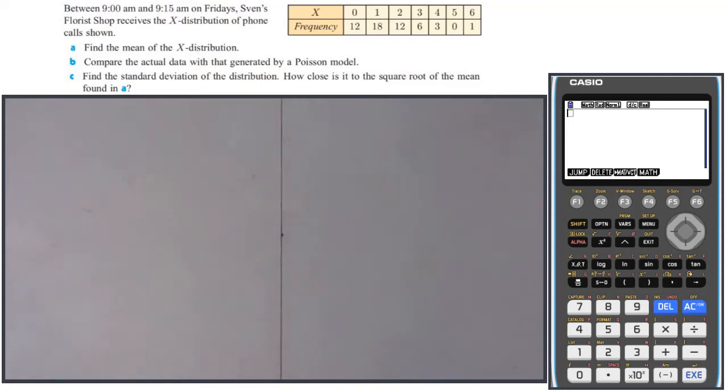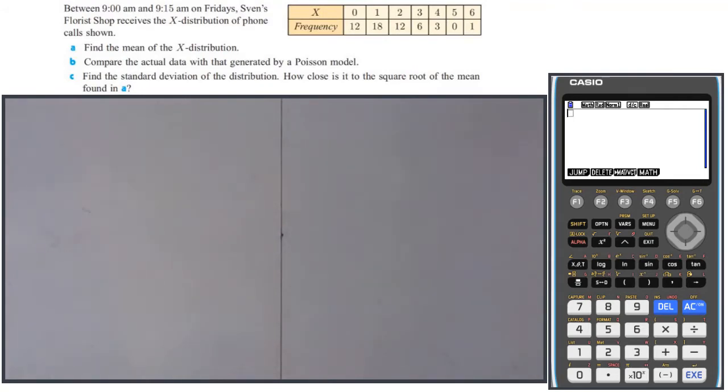Between 9 a.m. and 9:15 a.m. on Fridays, Sven's florist shop receives the X distribution of phone calls shown. So in this particular window on Friday, between 9 a.m. and 9:15, Sven has some data about the number of times he got so many phone calls. 12 times there were no phone calls at all. 18 times there was one phone call, and just one time there were 6 phone calls.